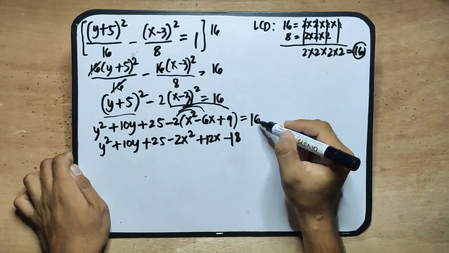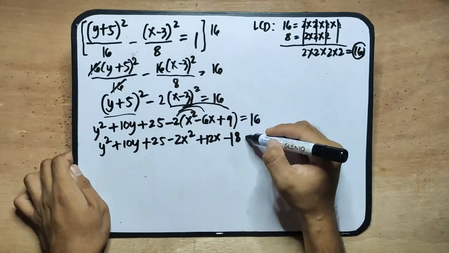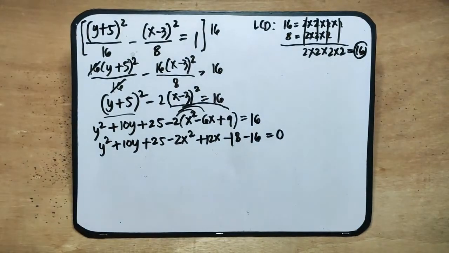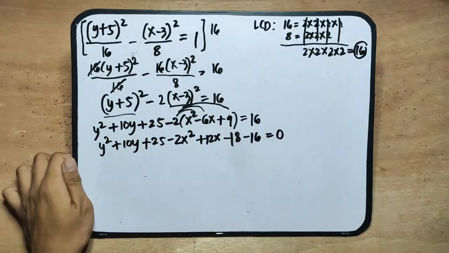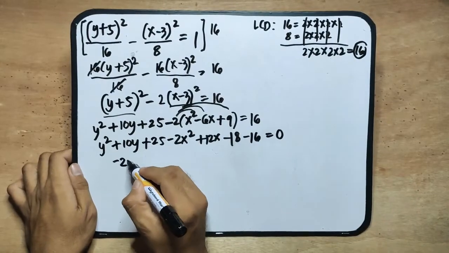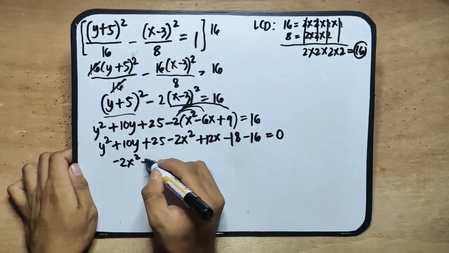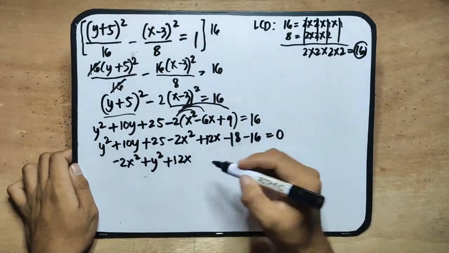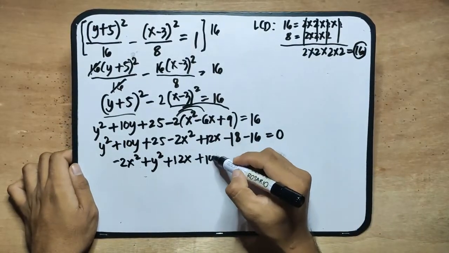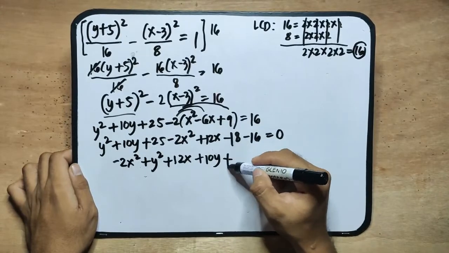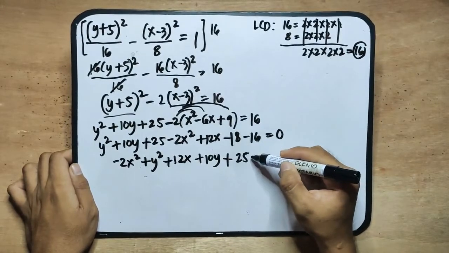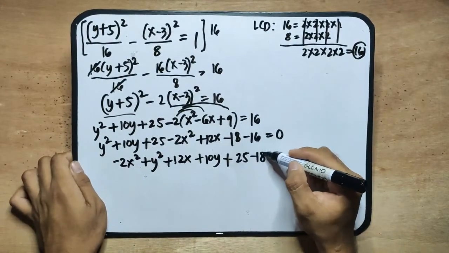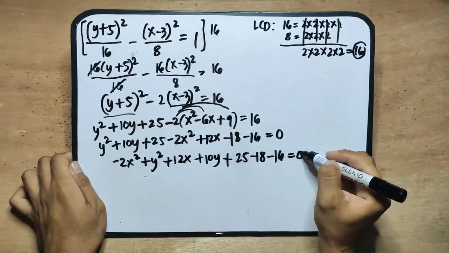Then we transpose positive 16 going to the left. It will become negative 16. Ang may iwan sa right side ay 0. So we arrange na. Mauuna yung x followed by y. So negative 2x squared comes first. Then positive y squared. And positive 12x. Followed by the unsquared y, 10y, and then plus 25, the constants, or yung mga terms na walang variable, 25, negative 18, negative 16 is equal to 0.